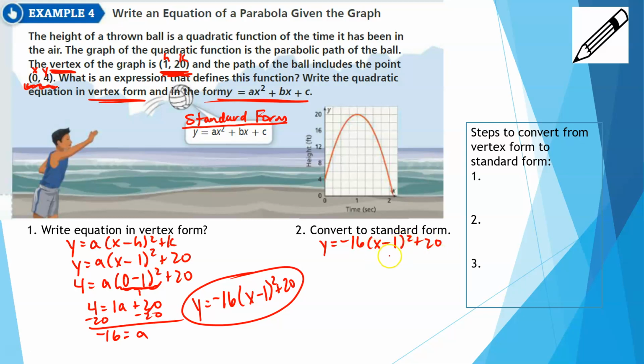I do have parentheses, but I can't simplify x minus 1. So step 2 is to look at the exponent. So I need to do x minus 1 squared. X minus 1 is called a binomial, and since we're squaring it, it's called a binomial squared. So when I write down my steps for converting, I write down step 1 is to expand the binomial squared.